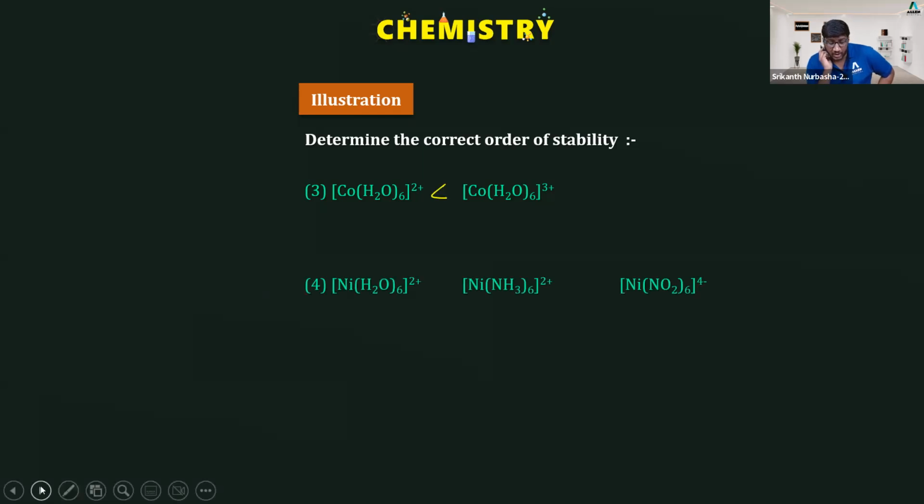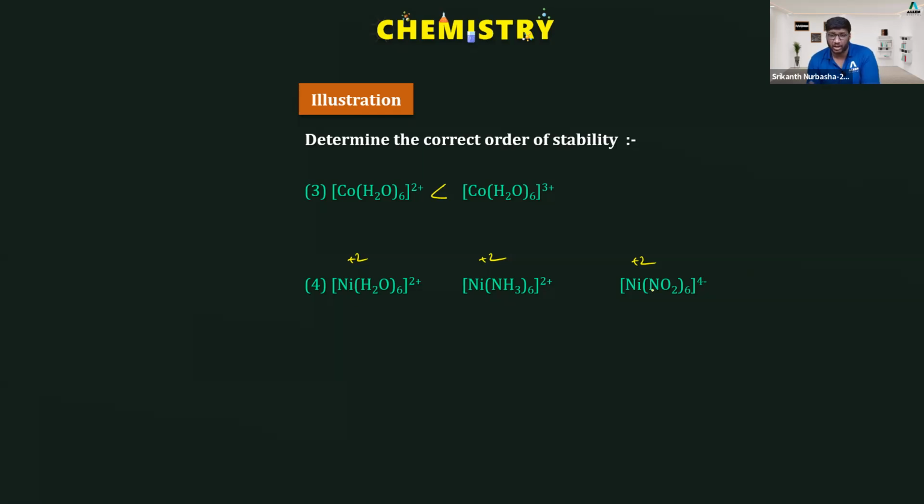Next, [Ni(H2O)6]2+, [Ni(NH3)6]2+, [Ni(NO2)6]4-. Here what is the oxidation state of nickel? Plus 2. Here also plus 2. Everywhere you have nickel in the plus 2 state. So charge is same and same nickel, so the effective nuclear charge is also same, because if you had nickel, palladium, platinum, then the effective nuclear charge might change.